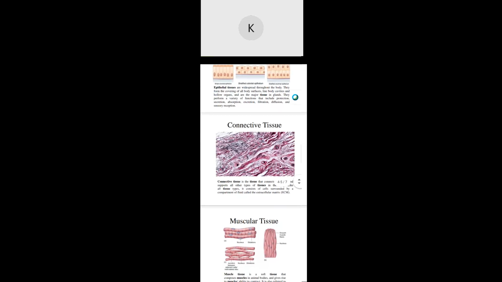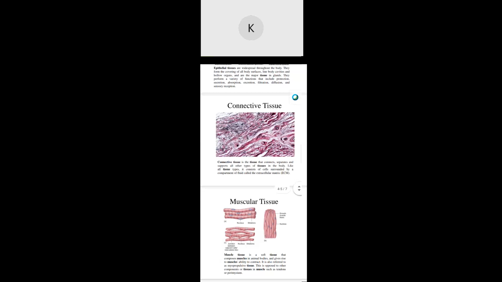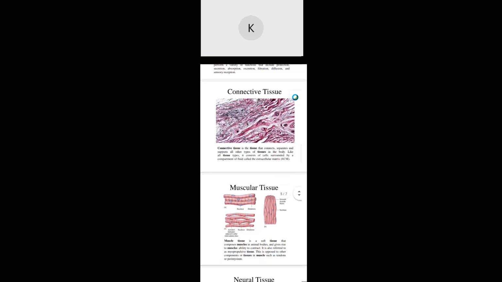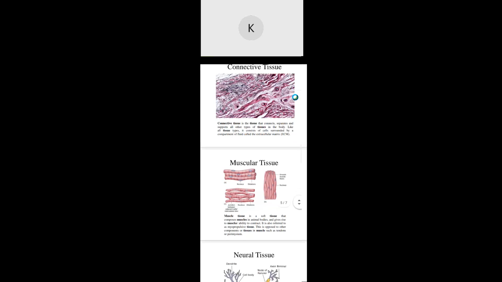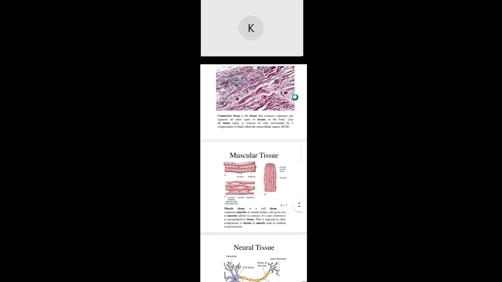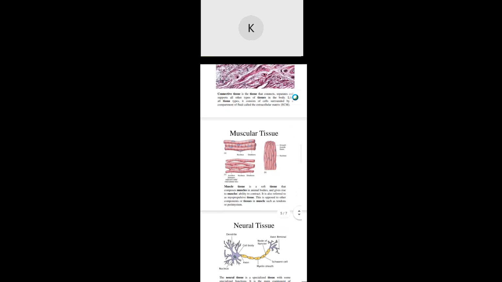Connective tissue is the tissue that connects and supports all other types of tissue in the body. Like all tissue types, its cells are surrounded by a component called the extracellular matrix.